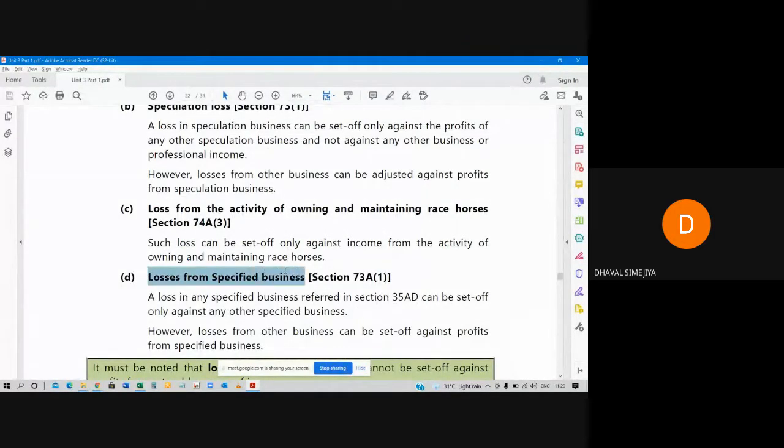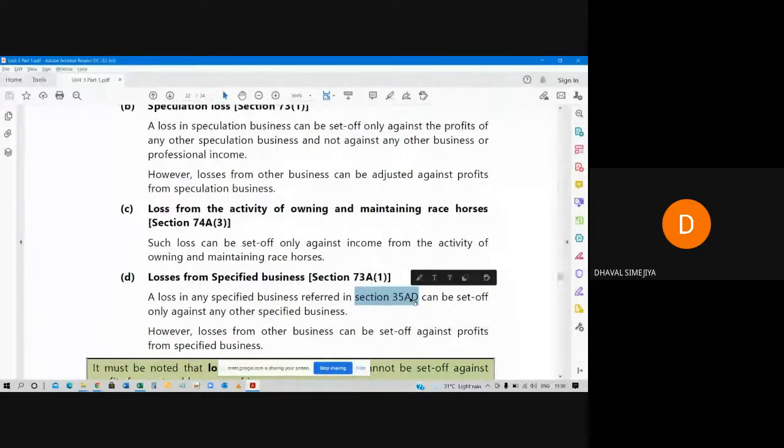Losses from specified business. A loss in any specified business referred to in section 35 AD. Now, what is section 35 AD? Last module of last semester. There are 13 businesses which are considered as specified business. Remember? Operating warehouse facility for storage of sugar, agricultural produce warehouse facility, then cold chain facility, in which 100% set off means 100% expenditure can be allowed.